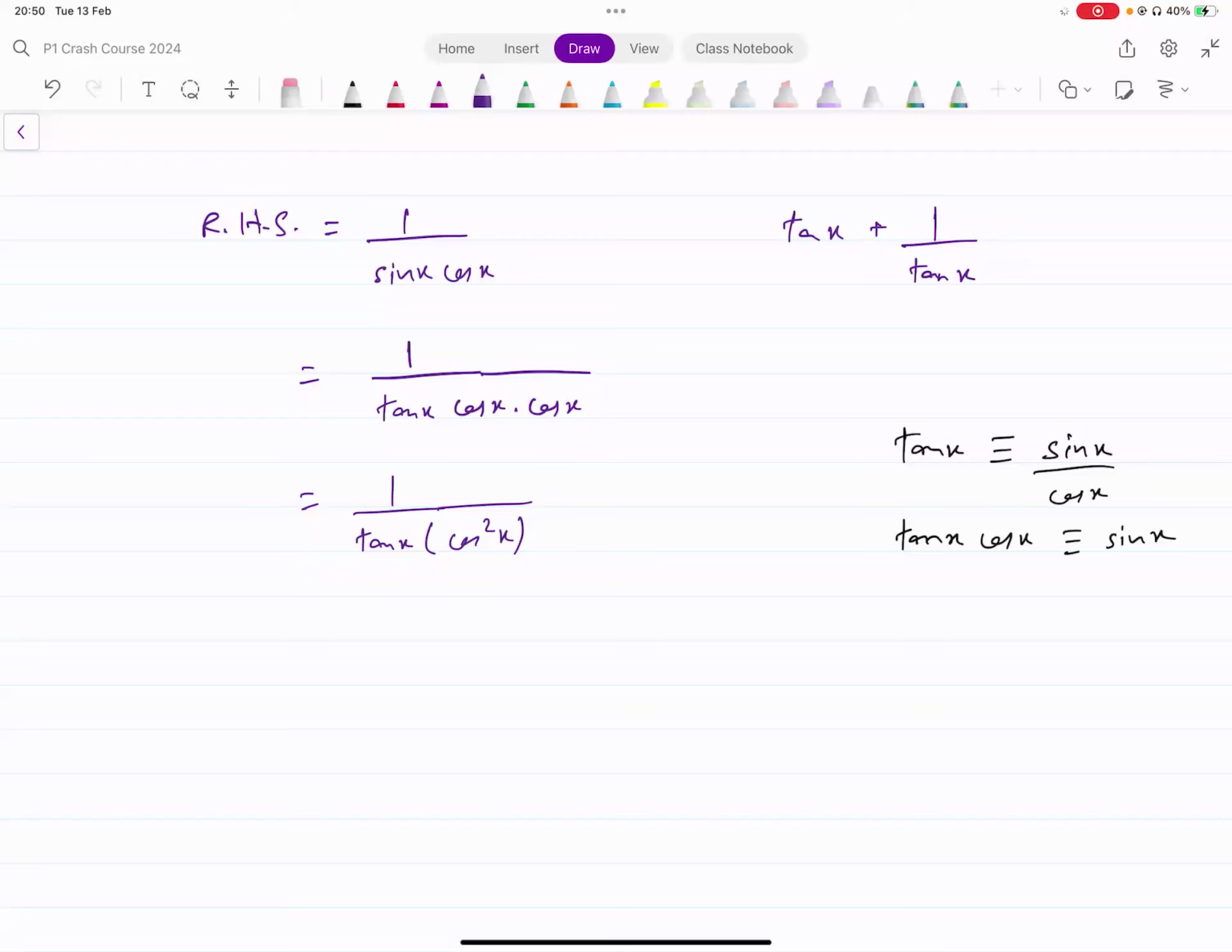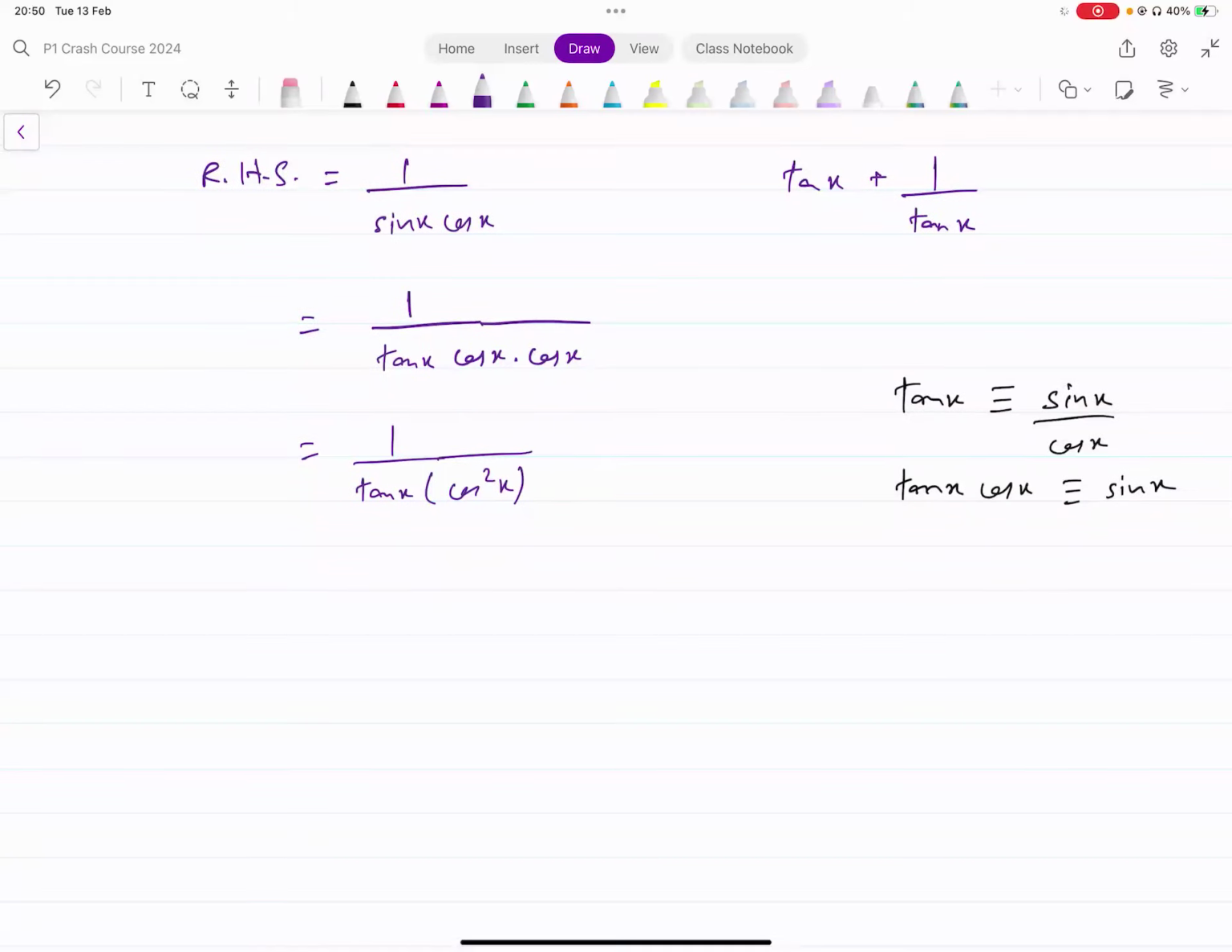Now we want to get rid of cos square x from the denominator. In order to do that, what could we do here? Tan x into cos x is sine x. Okay. 1 over tan x into cos square x.